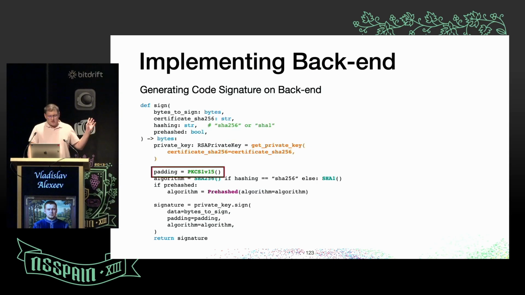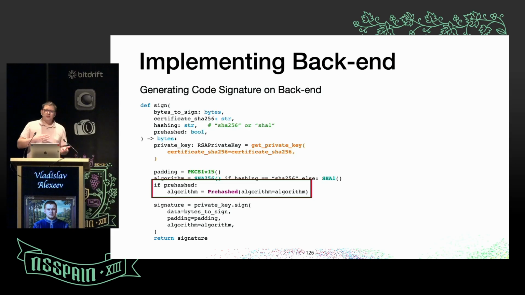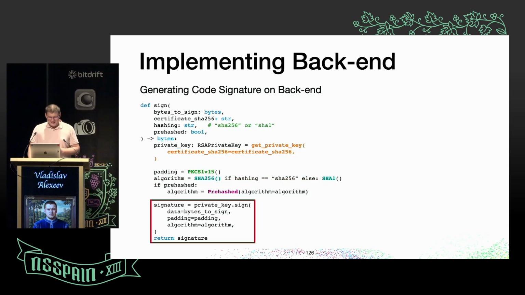For simplicity, I just hard code the padding to be PKCS1. We determine the algorithm. We see if it's pre-hashed. Then we just wrap the algorithm to pre-hashed. This is actually the Python API without any third-party libraries. I find it very nice. And then we ask the private key to sign the bytes. That's easy. I think the Go API should be very similar, or whatever language you choose for the backend. They're all more or less the same. Even the Swift API is similar.